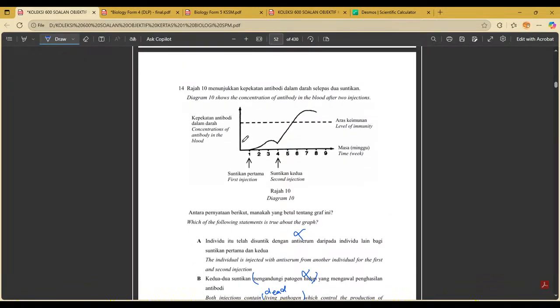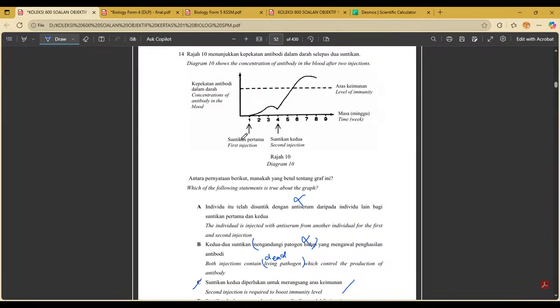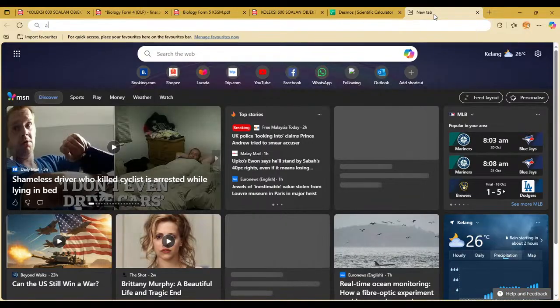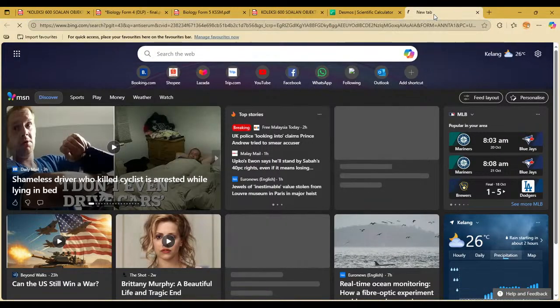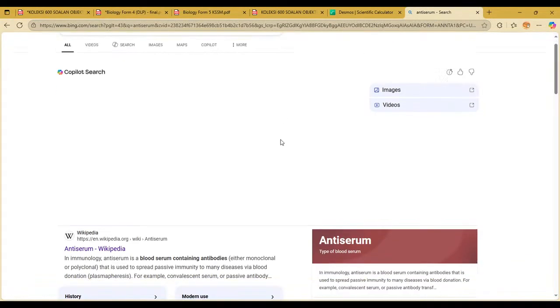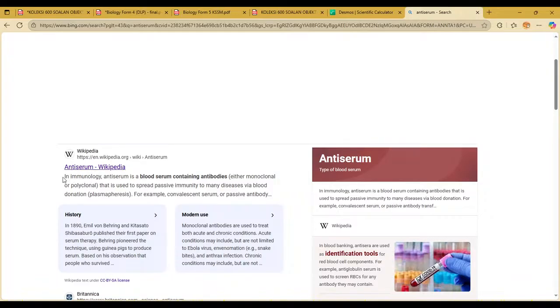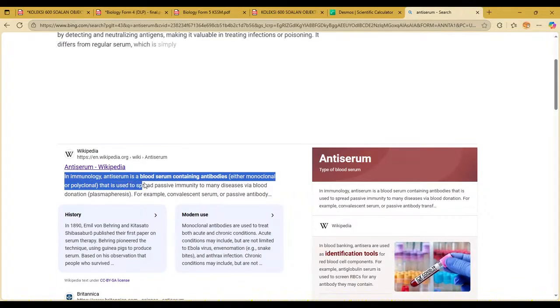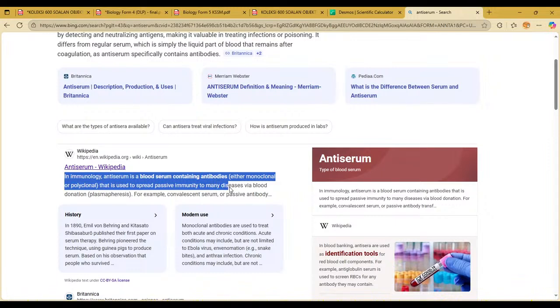Vaccines don't directly inject antibody, as far as I remember. I think that's anti-serum, which injects antibodies. Yep, anti-serum is a blood serum containing antibodies that is used to spread passive immunity to many diseases via blood donation.